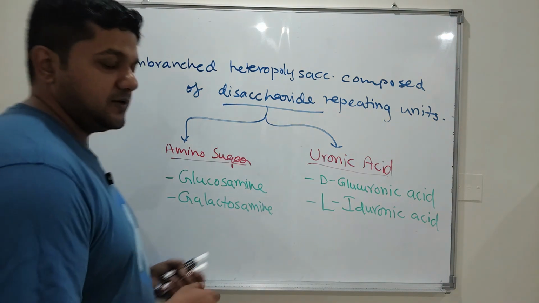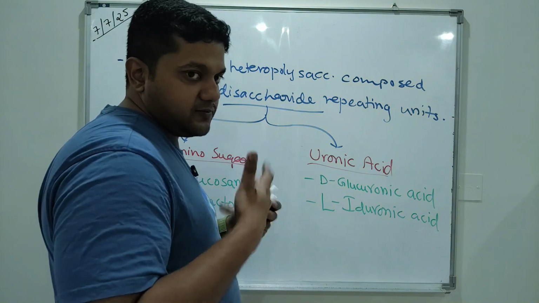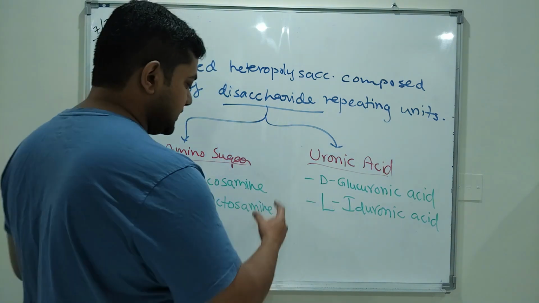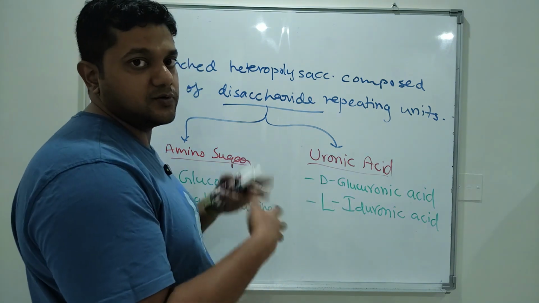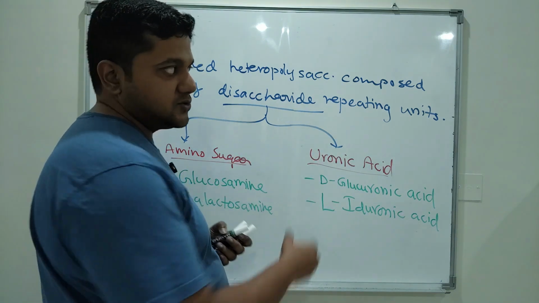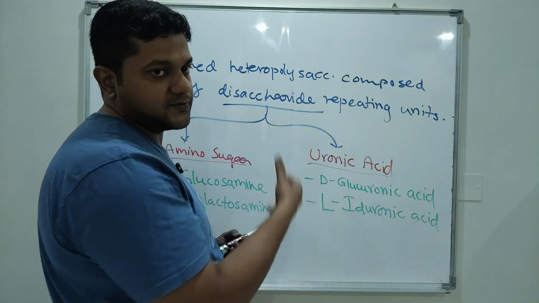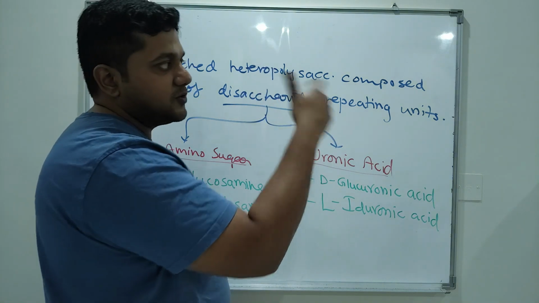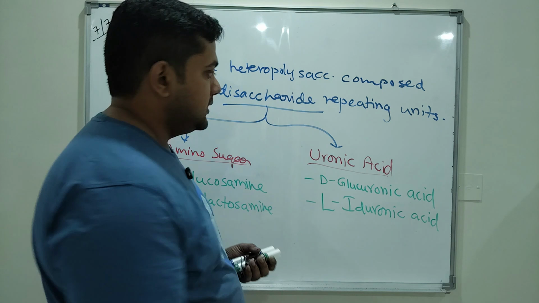Okay, so when the body wants to create a mucopolysaccharide, it will take one amino sugar and one uronic acid and mix them to form a mucopolysaccharide. So we'll learn the list of the 6 mucopolysaccharides, where in the body they are found, and what is the function of that molecule in that area.